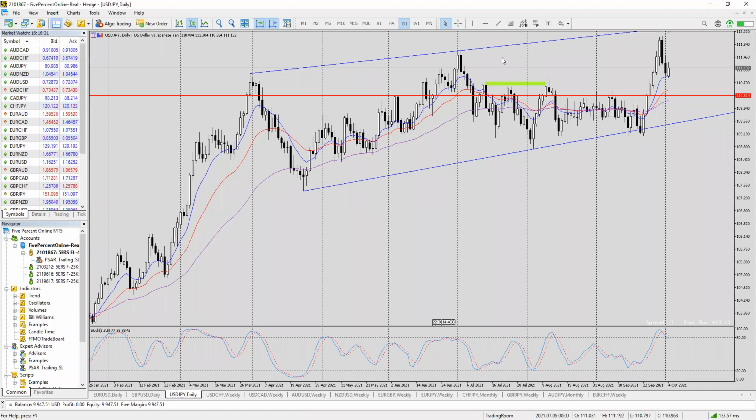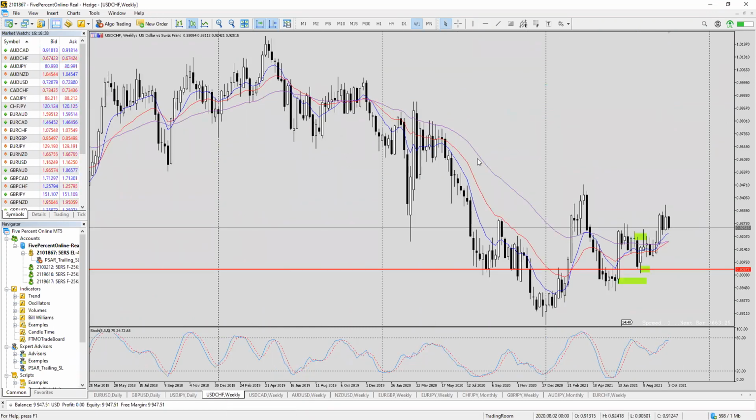Okay, here, for example, it broke above previous highs. It was a false breakout and eventually broke down. So again, just be careful with the dollar yen itself. Very, very choppy and unpredictable.